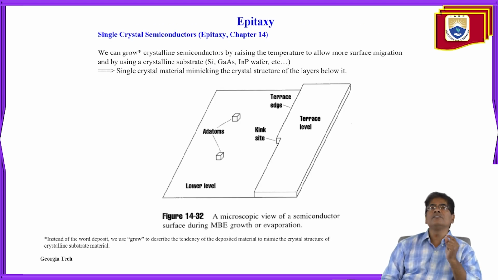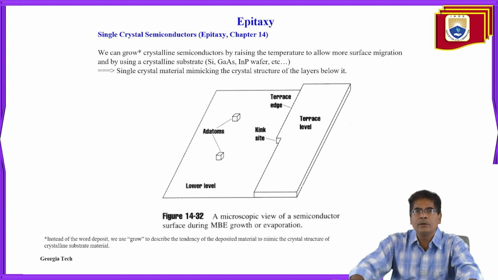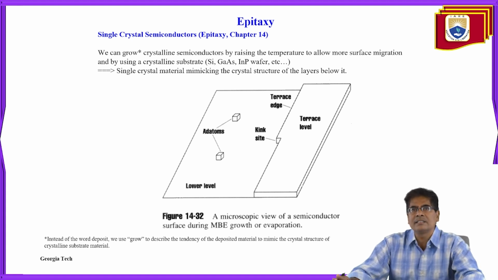So epitaxy is a single crystal semiconductor. We can grow crystalline semiconductors by raising the temperature to allow more surface migration and by using a crystalline substrate like silicon, gallium arsenide, indium phosphide wafers, etc.